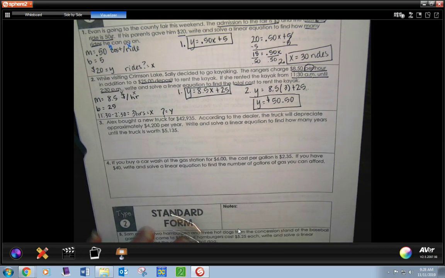Okay, moving to number 3. Alex bought a new truck for $42,935. According to the dealer, the truck will depreciate approximately $4,200 per year. Write and solve a linear equation to find how many years until the truck is worth $5,135. So, my important information.